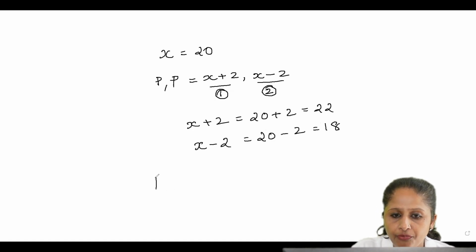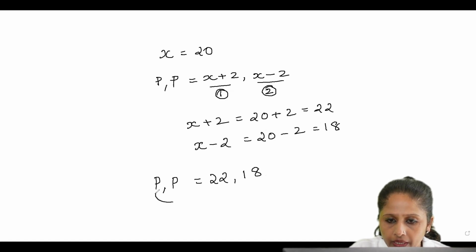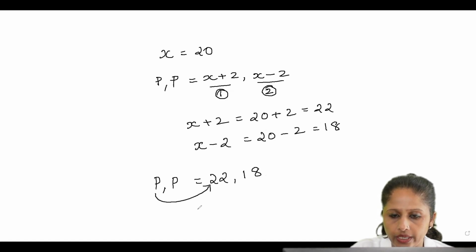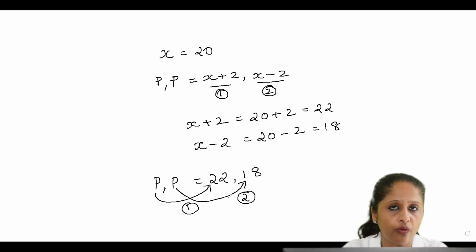So now we have p, p equal to 22, 18. The first one is 22 and the second one is 18. The order of execution is: first, this p is assigned 22, that is the first one. Then this p will be assigned the value 18. That is the second execution. That is the order of execution, from left to right.